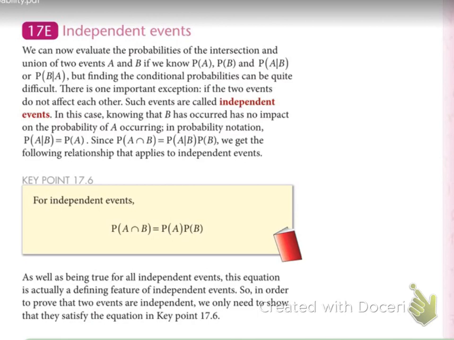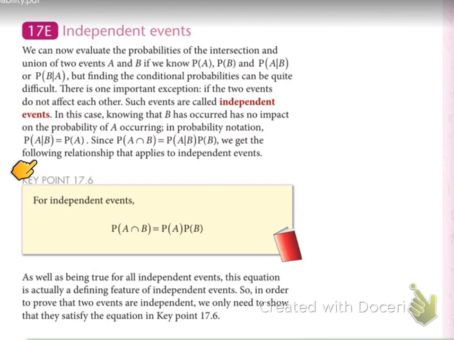in those previous lessons, probability of A given B or B given A. But conditional probabilities can be hard to find unless the probabilities of A and B don't affect each other. And that means they have to be independent. If they're independent, they won't actually interact with each other, and that means that knowing the probability of B will have no impact on the probability of A occurring.